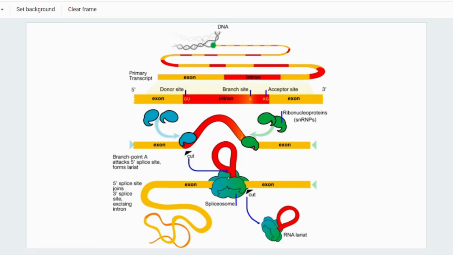The process of RNA splicing is a crucial step in the maturation of pre-mRNA into functional mRNA. It's involved in the removal of introns, non-coding regions, and the precise joining of exons, or coding regions, to ensure the accurate translation of genetic information.